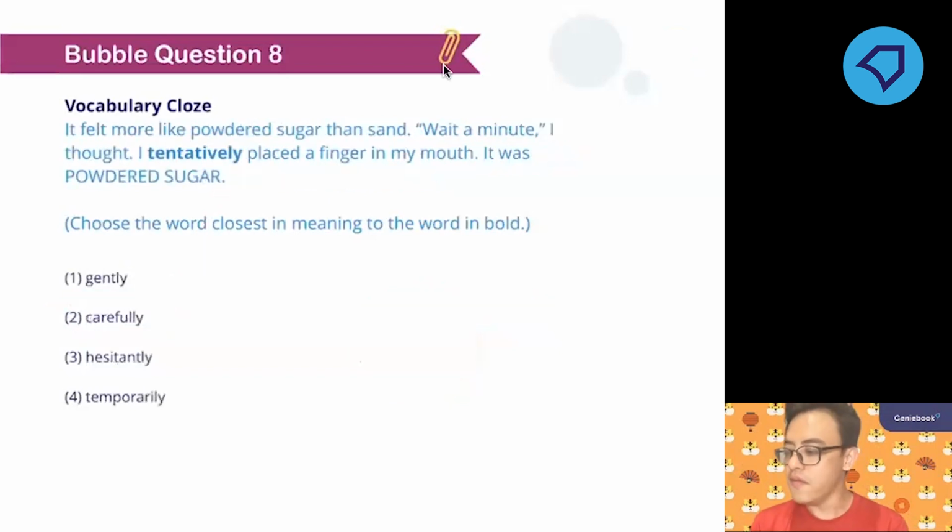Number 8. It felt more like powdered sugar than sand. I said, wait a minute. I tentatively put a finger in my mouth. It was powdered sugar. Whoa. Question number 8: tentatively.